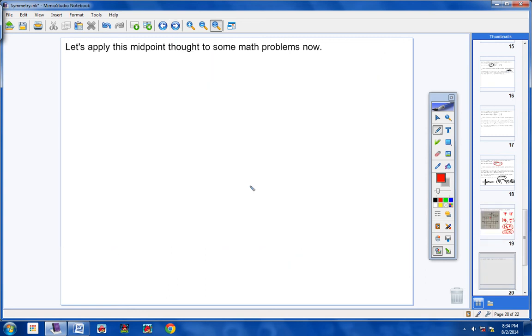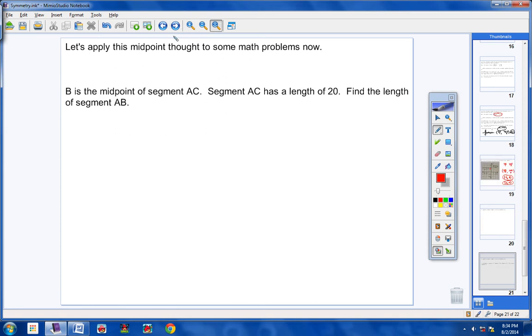Now, let's apply this midpoint thought, not the formula, but the thought, to some other math problems real quick. 2 more problems and we'll be done, okay? 2 more. Write this in your notes. I know it's going to take you a minute, but copy this in your notes. B is the midpoint of segment AC. Segment AC has a length of 20. Find the length of segment AB.